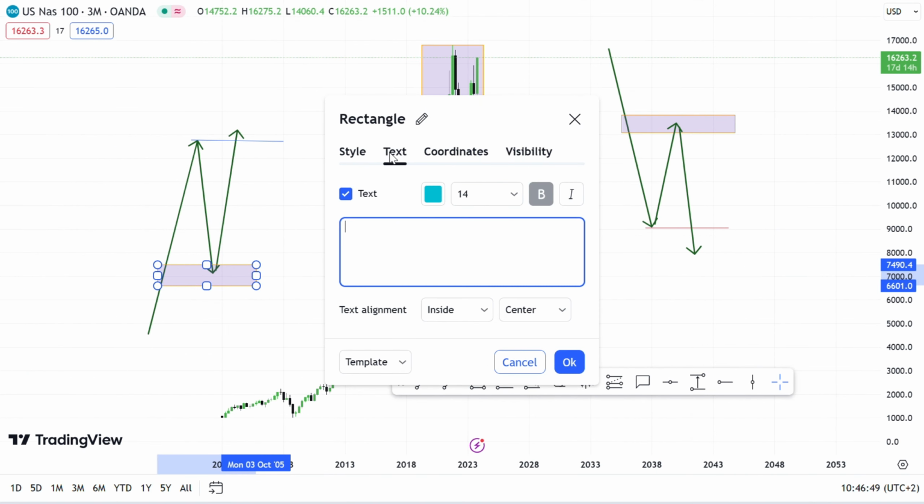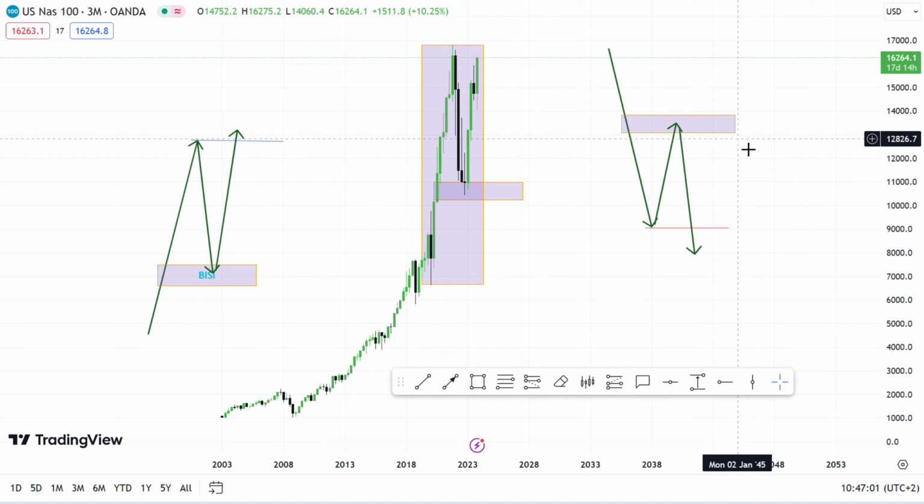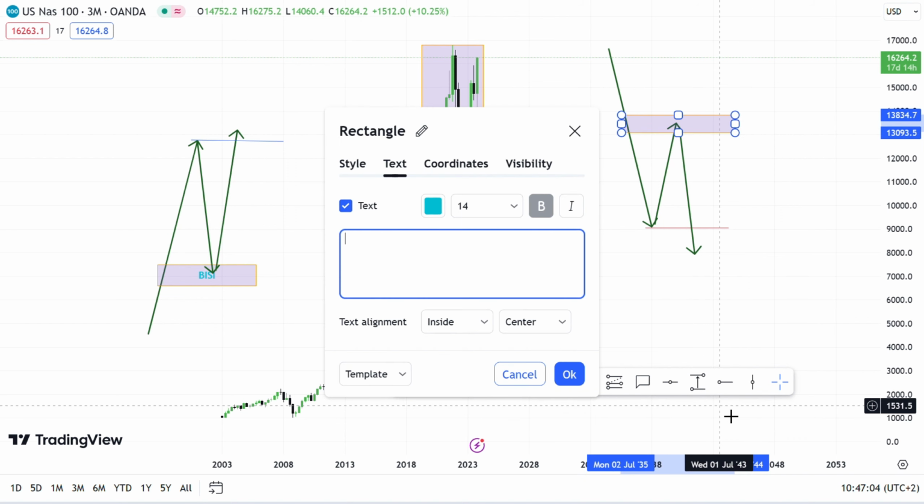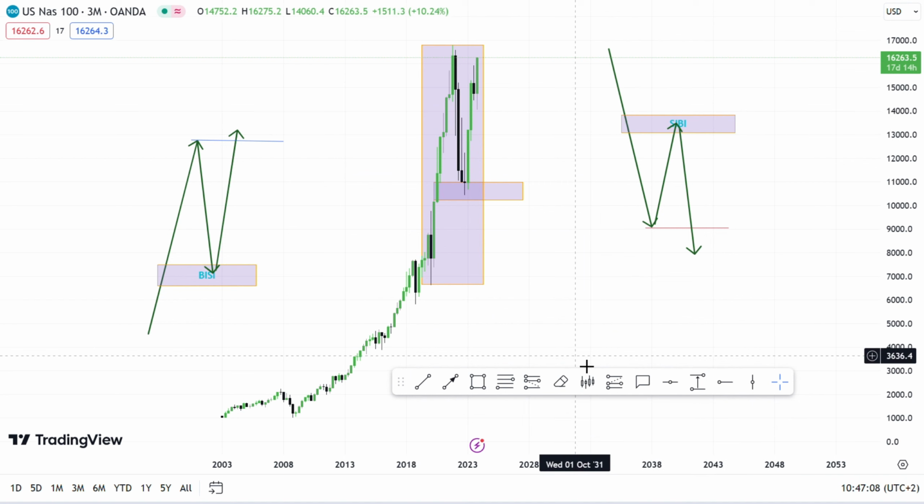BISI. Sorry, let's go for capital. Caps on, man. BISI. And this is a SIBI. By SIBI, I mean sell side imbalance, buy side inefficiency. So these are really two important things to understand as we go into this type of trading.